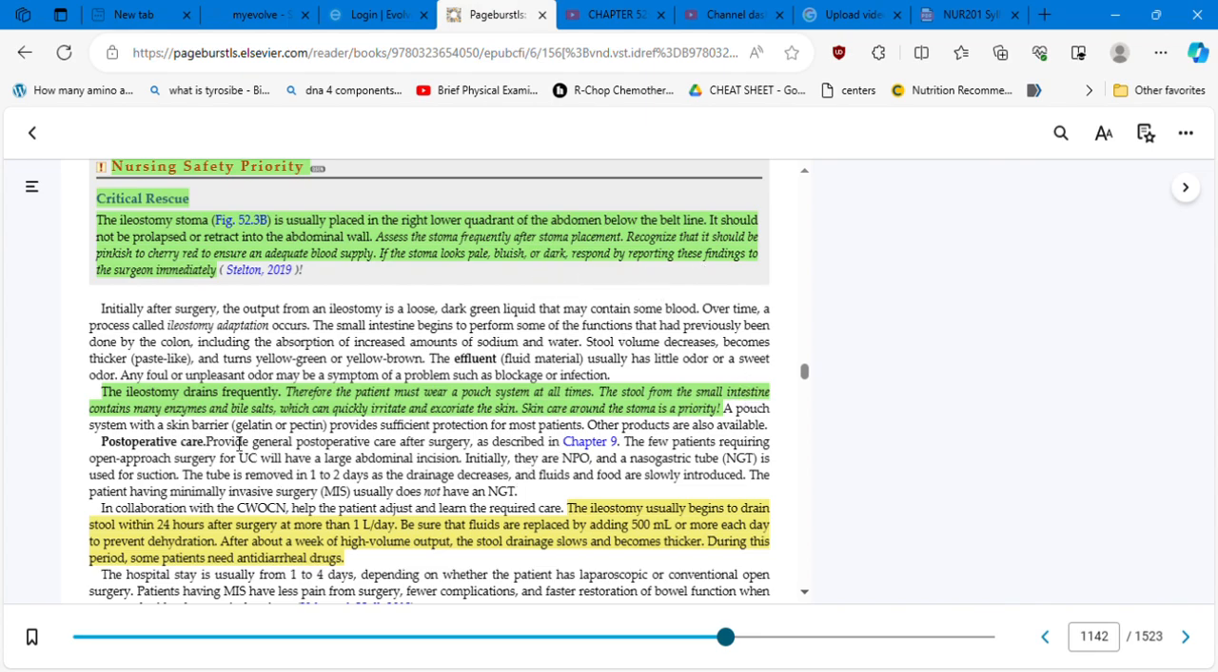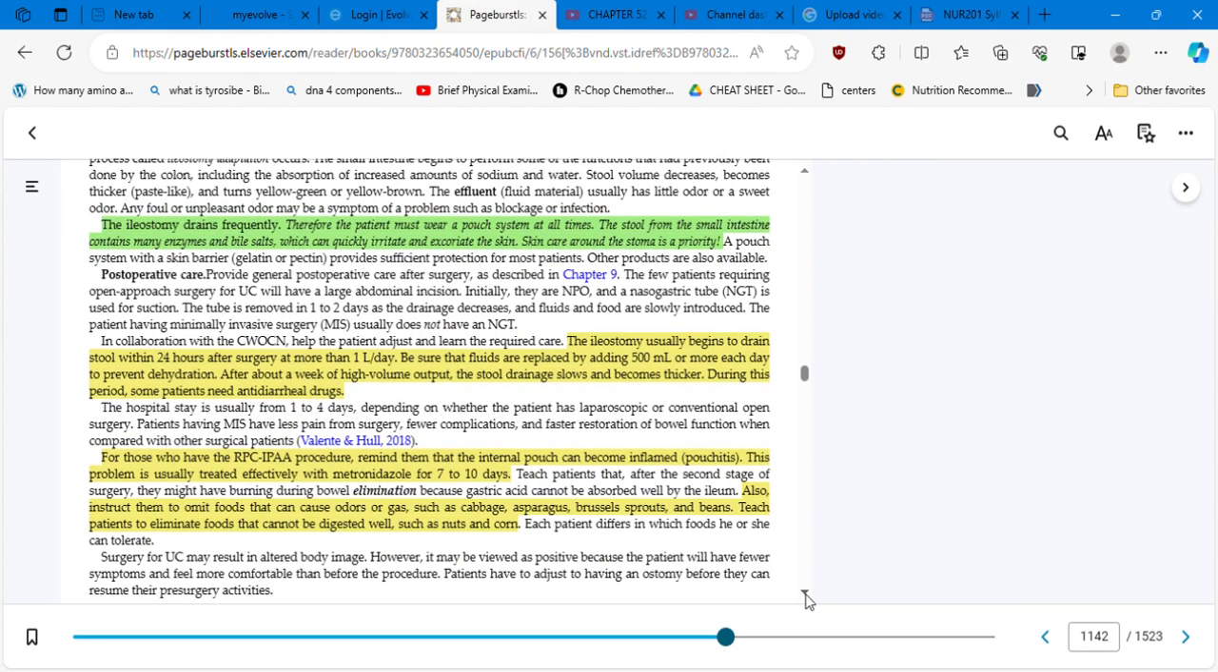The ileostomy drains frequently, therefore the patient must wear a pouch system at all times. The stool from the small intestine contains many enzymes and bile salts, which can quickly irritate and excoriate the skin. Skin care around the stoma is a priority. It's very corrosive, these contents.